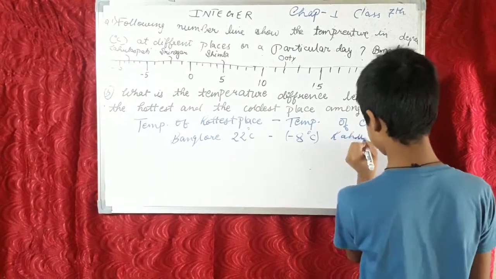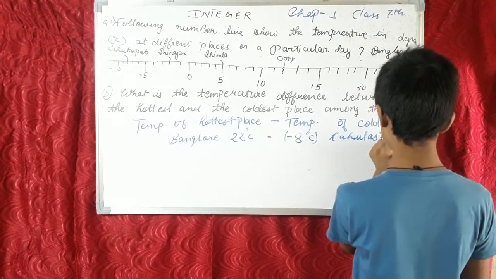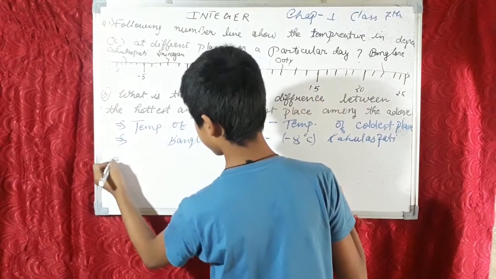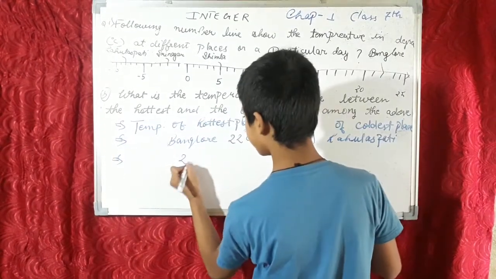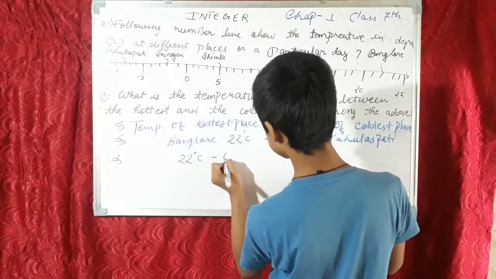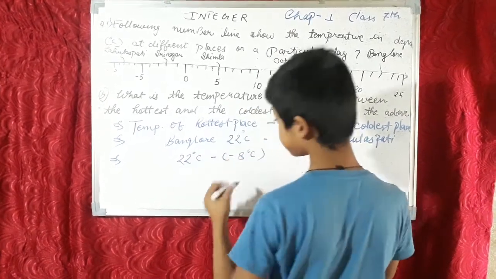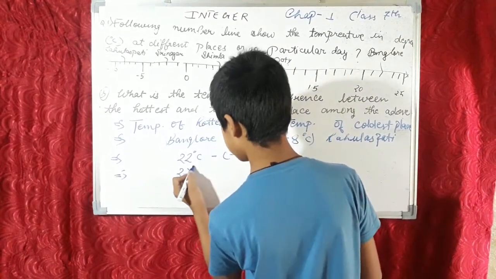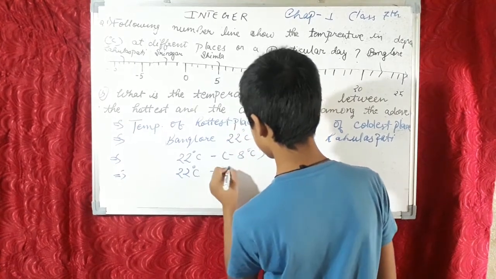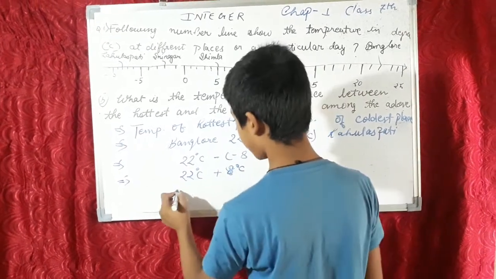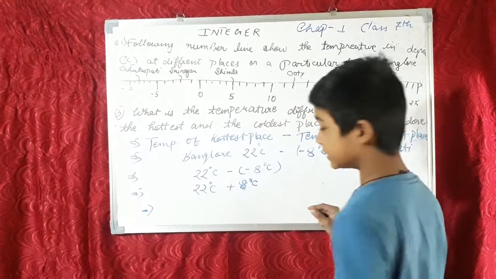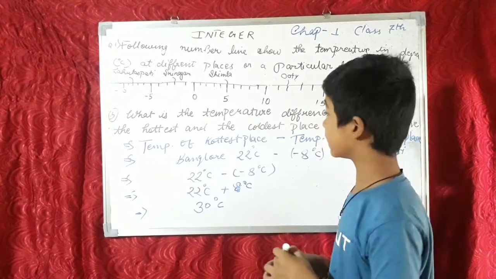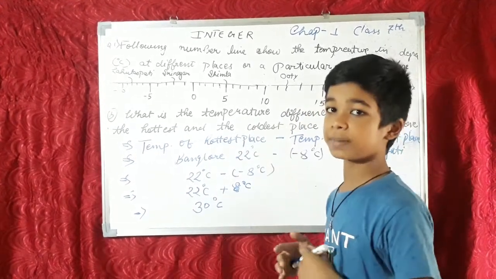So now NCERT we will write. Okay. So this is difference. Now we will put here an arrow. Then what we write? 22 degrees Celsius, then -8 degrees Celsius. Okay. So you know minus becomes plus. So 22 degrees Celsius plus 8 degrees Celsius. 22 degrees Celsius plus 8 degrees Celsius is 30 degrees Celsius.